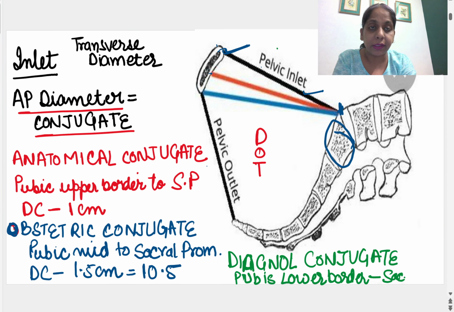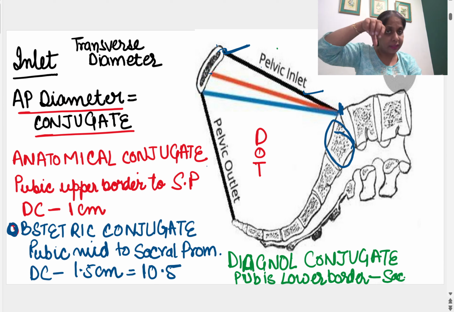And why is this red line, the one going from the mid of the pubis bone up to the sacral promontory, known as the obstetric conjugate? Because this is the least in dimension, least in measurement, सबसे कम है. Because it is least in dimension, it has its own obstetric relevance. The fetus has to go through the pelvis, right? Now the least dimension will become an obstacle for the fetus to pass through, right?